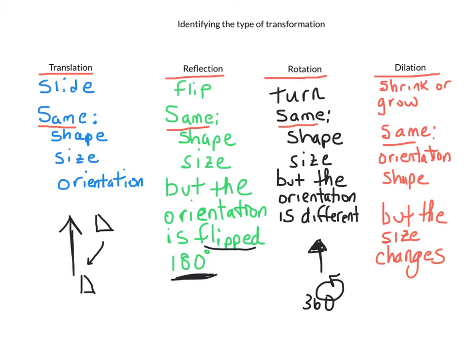And then the last transformation, which we won't have any examples of today, to me I feel like they're pretty easy to see, is when you take a figure and you make it shrink or you make it grow. And either of those would be called a dilation. The orientation stays the same and the shape stays the same, but the size changes. Shrinking brings it smaller and growing makes it bigger, obviously. All right, let's get to some problems now.